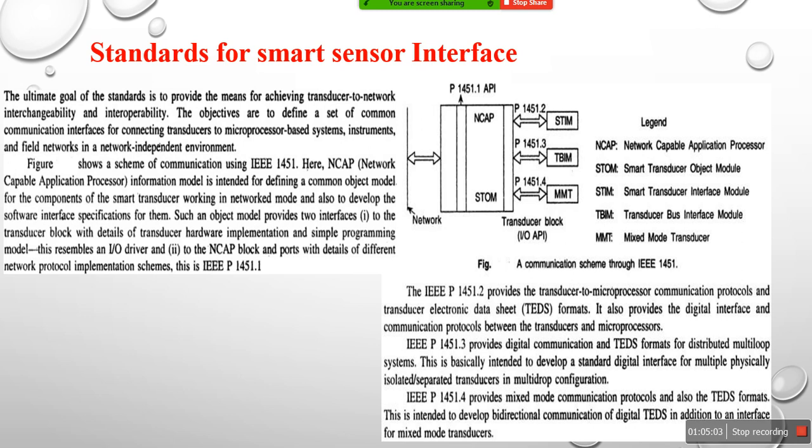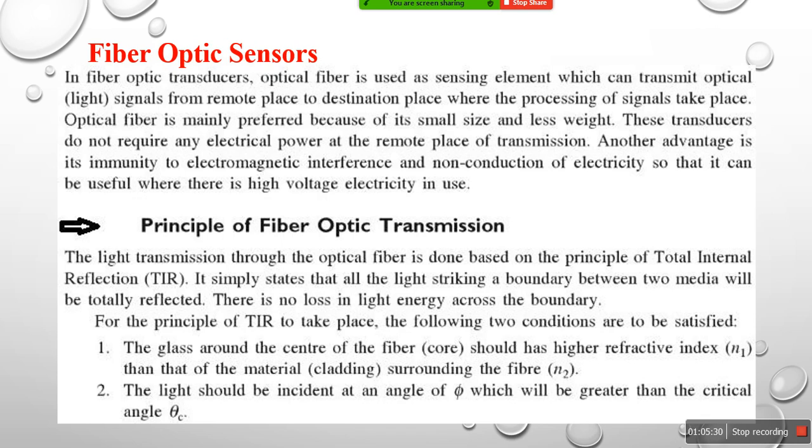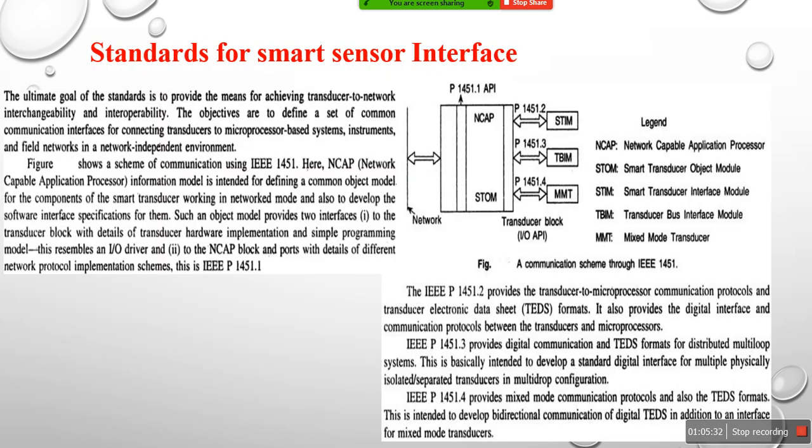Now coming to this, the ultimate goal of the standards is to provide the means for achieving transducer to network interchangeability and interoperability. So again we come to interchangeability and interoperability. These two terms again pertain to the IoT, that is, Internet of Things. So what does interoperability mean? That means you have placed a sensor at one particular place to collect information. After that, that sensor has to transfer the information to other parts.